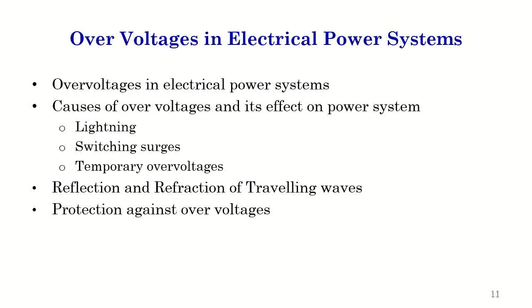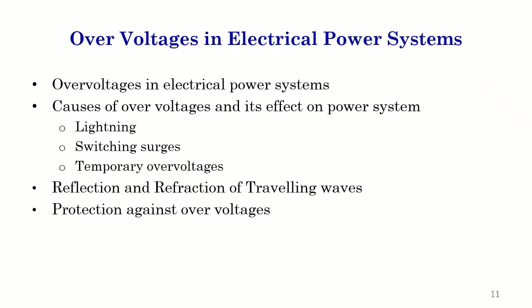Because whenever over voltages occur in the power system, they may create a disastrous effect. In order to avoid that, we need to have a basic study of the transients in the power system. So first of all, the causes of over voltages and their effects in the power system. Here, the causes may be classified into internal and external. We are going to see about those things later.